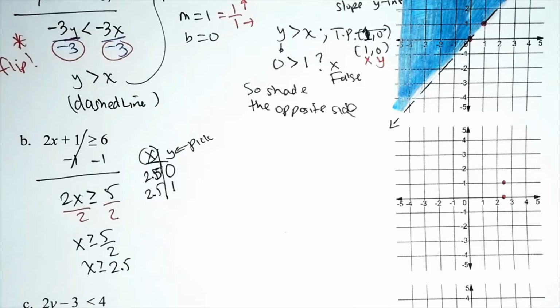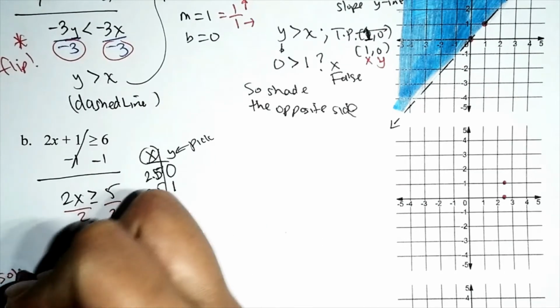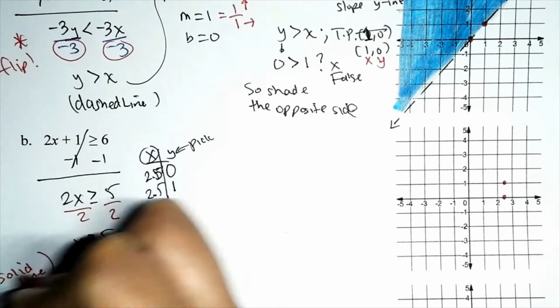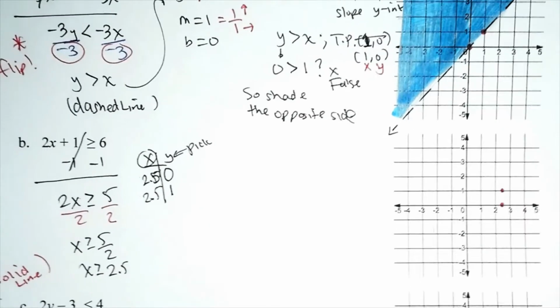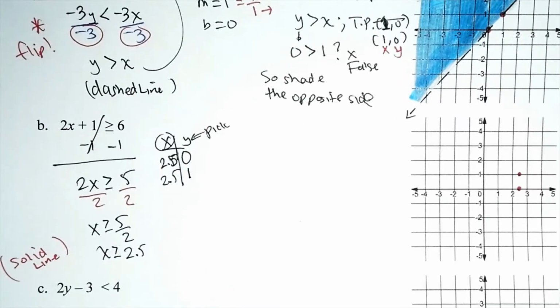Now the question is, before I connect the points, I have to ask myself, are the points on the boundary line part of the solution? Or in English, can I graph the line? We can graph the line because the inequality symbol has the equal to part. So I'm just gonna say solid line just to keep it consistent with the books. Okay, so let's go ahead, take our straight edge and connect the points.